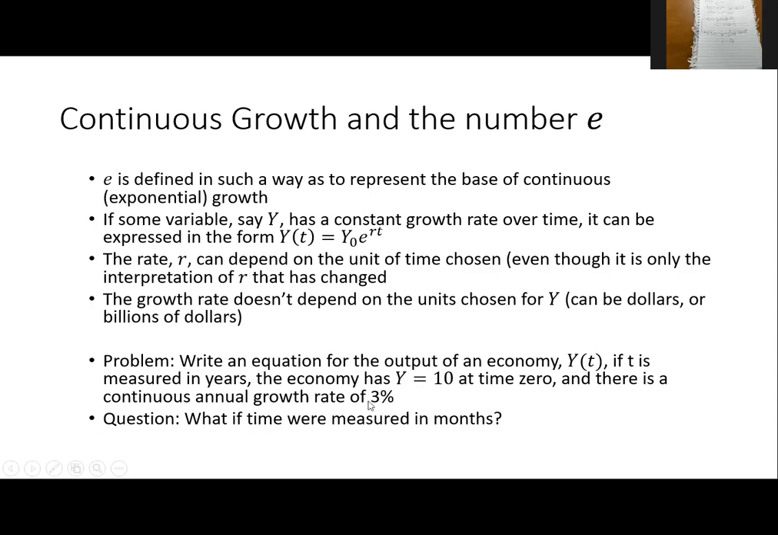And that is actually the formula for the output of an economy that has this property. If time were measured in months, you could say, fine, t is measured in months, but I'd have to change the growth rate to what? 0.03 divided by 12, whatever that is, would be the monthly growth rate.